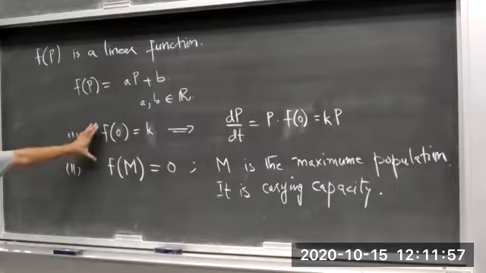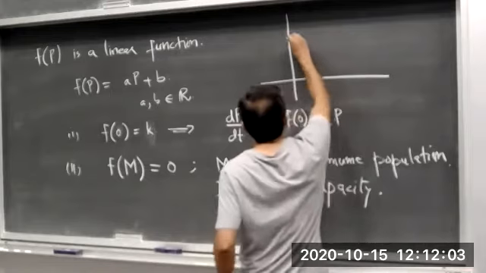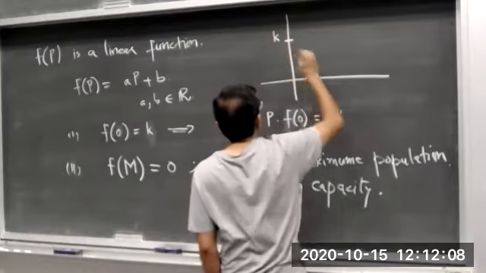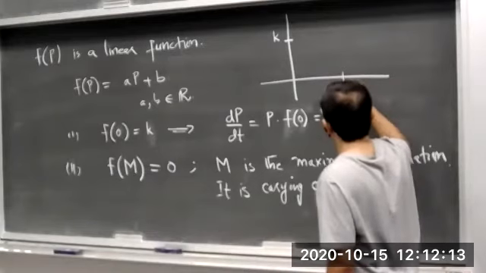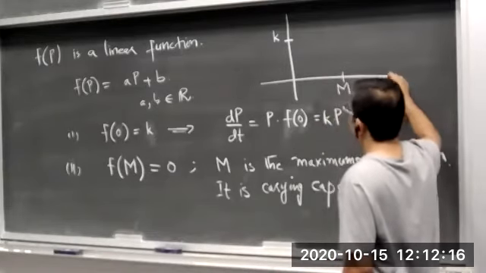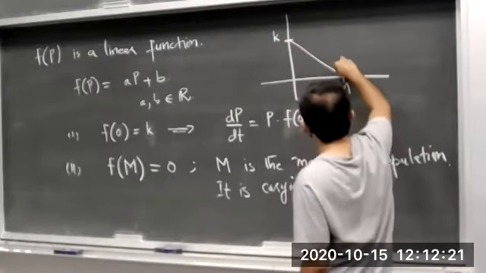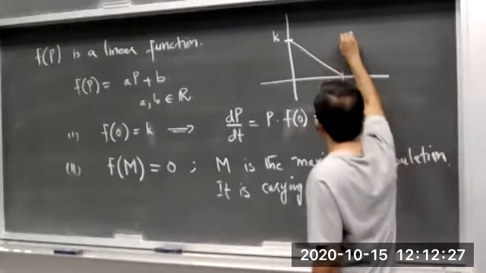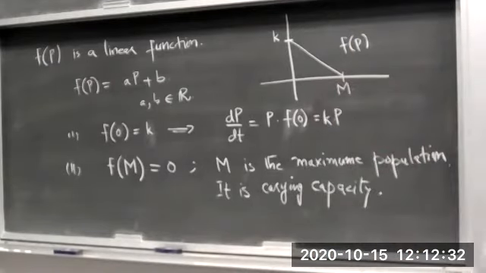So if we try to make a graph of this kind of function, then it would be like this. f of 0 is k, and this constant is k. We assume that. And here we have m, that is the maximum population. Then this function is linear. If it is linear, then it would be a straight line here. So this is basically the graph of f of p.